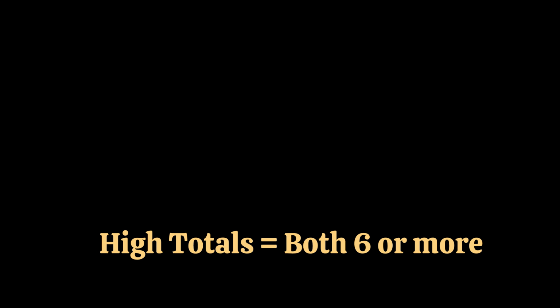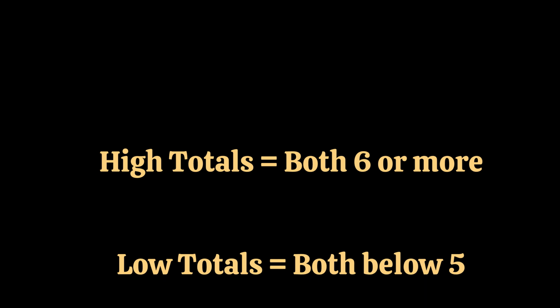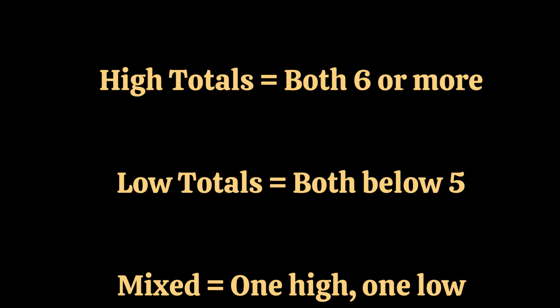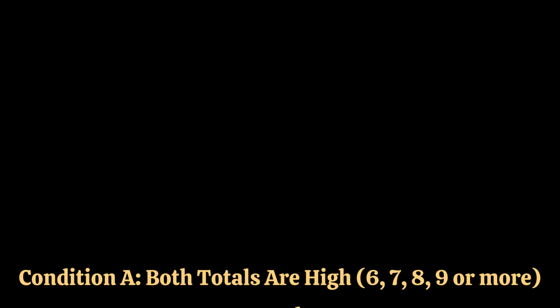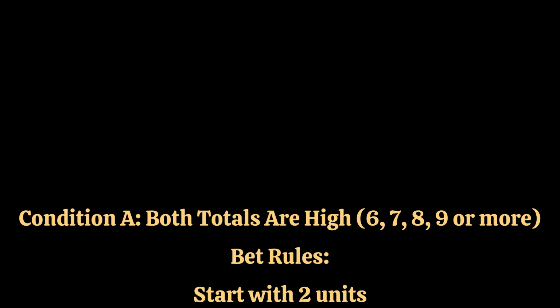Exclusive NUM Baccarat money management strategy. The strategy is also based on total values of both sides. High totals equals both 6 or more. Low totals equals both below 5. Mixed equals 1 high, 1 low. Condition A, both totals are high: 6, 7, 8, 9 or more.